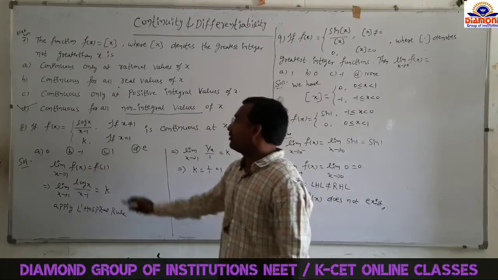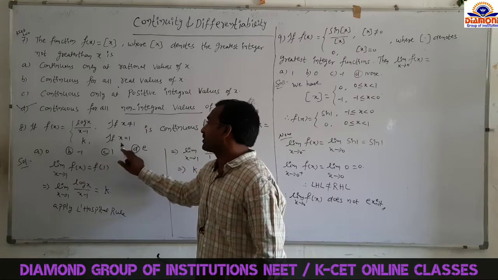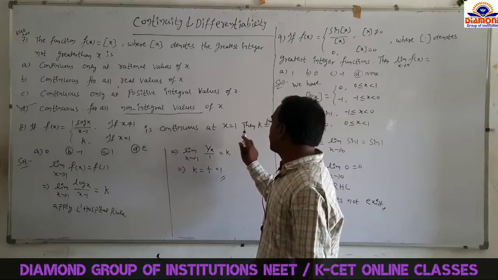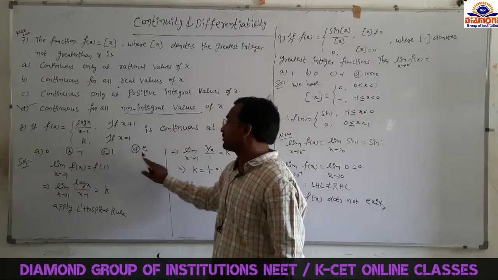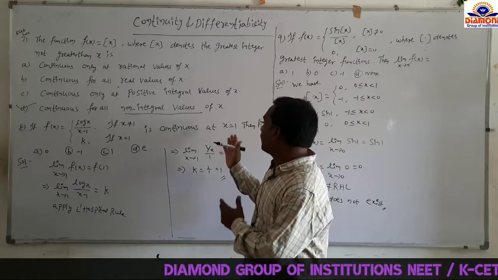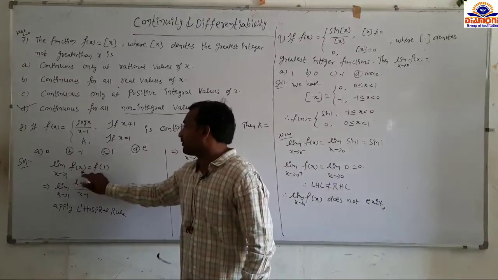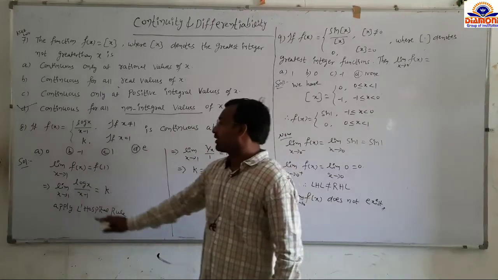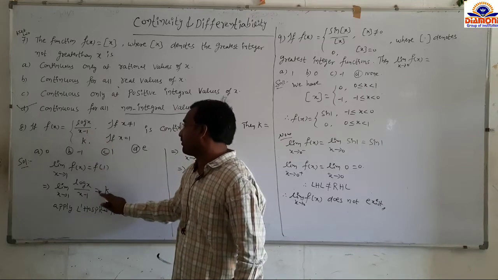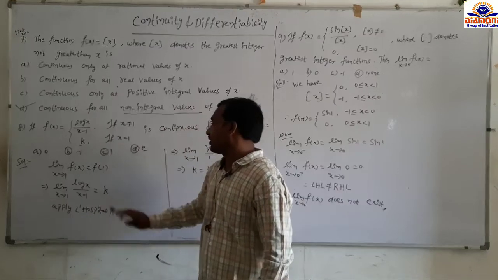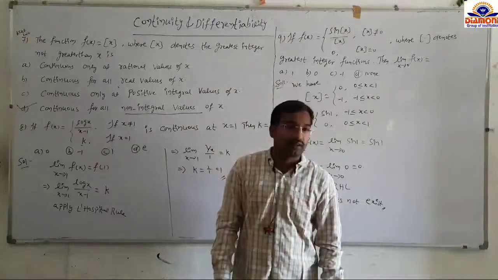If f of x equal to log x by x minus 1, if x is not equal to 1, and k if x equal to 1, is continuous at x equal to 1, then k equal to: option A 0, option B minus 1, option C 1, option D is D. So here given the function is continuous. Function is continuous means you can take limit x tends to 1 f of x equal to f of 1. So limit x tends to 1, what is f of x here? Log x by x minus 1. What is f of 1? K. So if you apply x equal to 1, what do you get? Log 1 is 0. 0 by 0 you get.